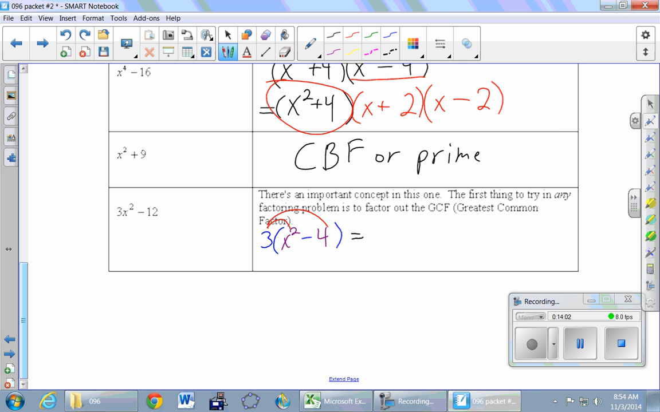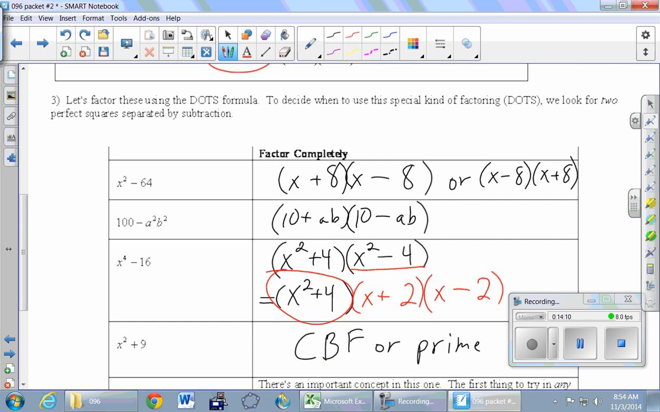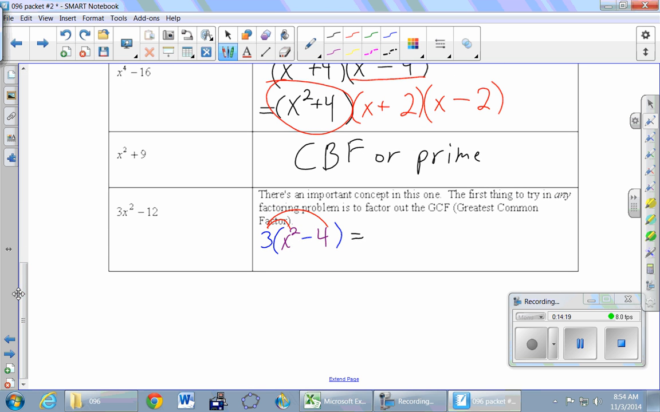So if there isn't a number that goes into everything, then we have to go back and rely on the other factoring techniques that we've seen, including all the ones in this chart and including all the ones we did last class. So you can only say it's prime once you've exhausted all the factoring techniques. All I'm saying is that this idea of looking for something that goes in all of them is the first one to try.